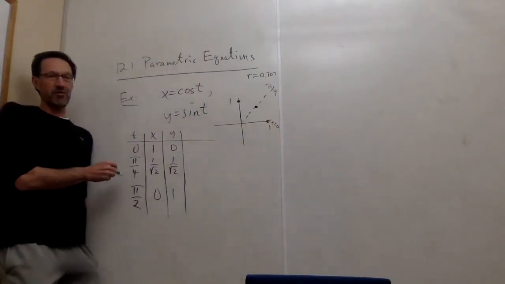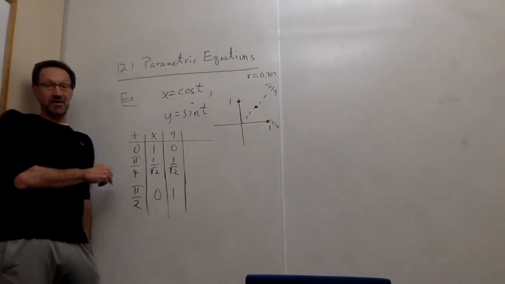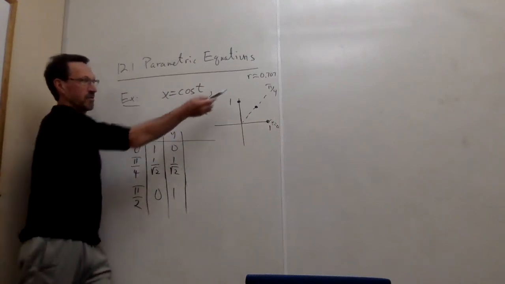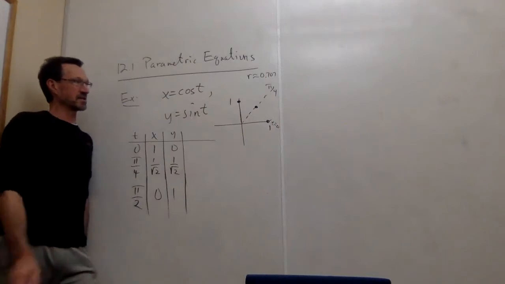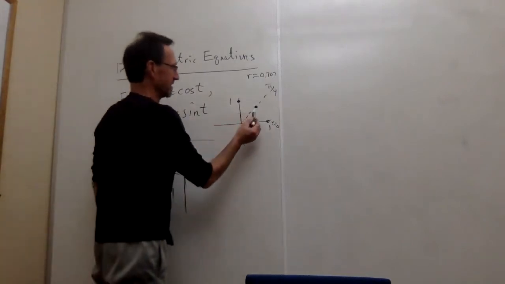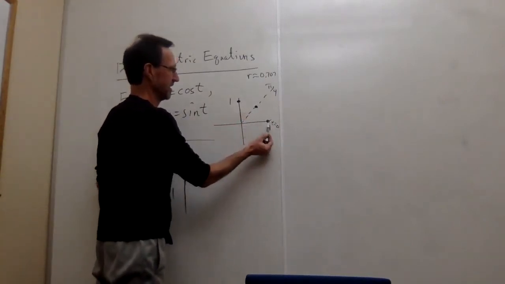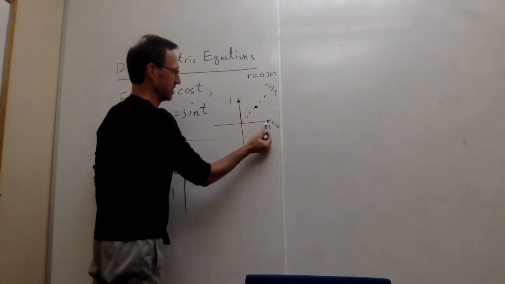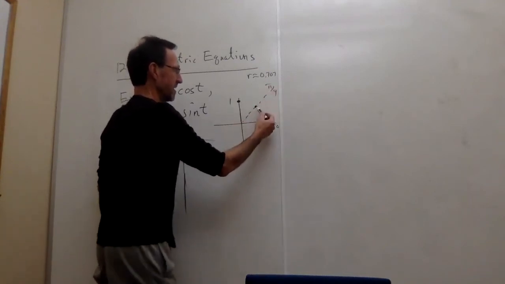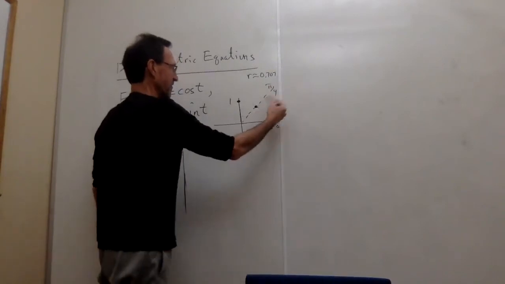Now I picked pi over 4 because sine and cosine have the same value there: 1 over the square root of 2. My calculator says that's about 0.7. So it's a little bit closer to the origin than this point is. This one's 1 unit away, and this one is 0.7. But it's on this 45-degree line.